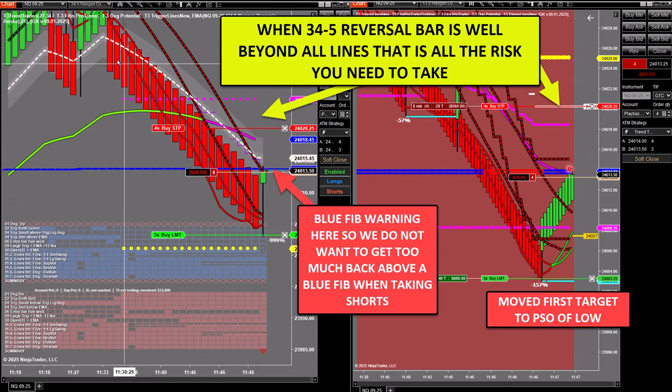And then ultimately, this is another situation for me personally where, because we have a blue fib, sometimes they just don't break and then it goes back up. For me, a max stop would be the 34.5 reversal bar again. And again, that would put it way above the triggers and the mid band. Now, that gives a lot of room, but it's still only 6.75 points. So it's not risking 60 ticks.